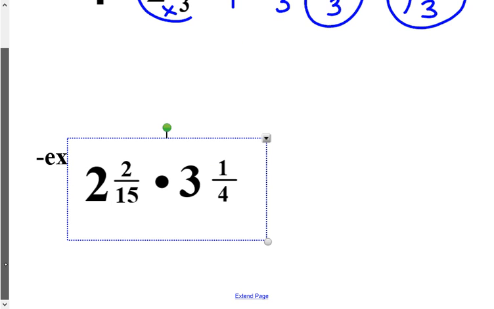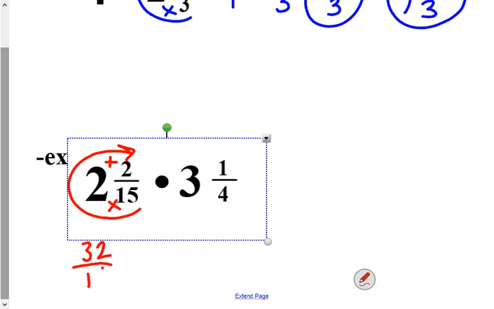All right, let's look at another one. So 2 2/15 times 3 1/4. So 2 2/15, 15 times 2 is 30, plus 2 is 32. So I'm going to get 32/15 times 4 times 3 is 12, plus 1 is 13. So I'm going to get 13/4. 32 and 15 don't share any common factors, but 32 and 4 do. I can divide them both by 4.